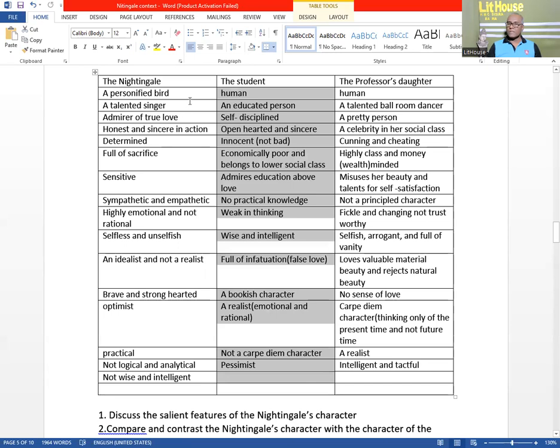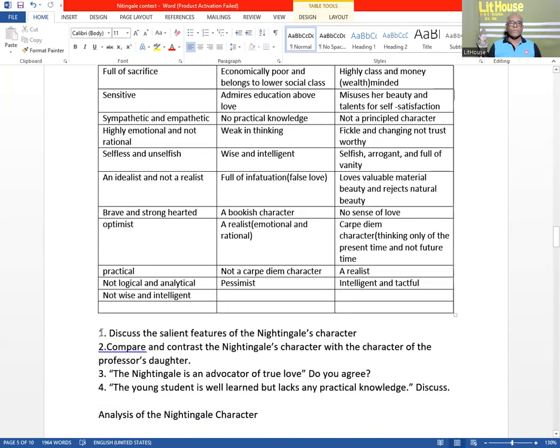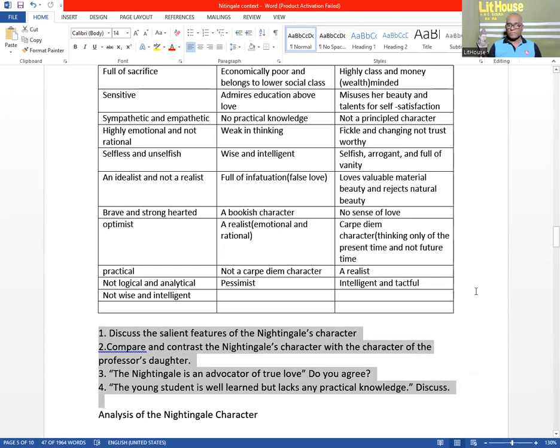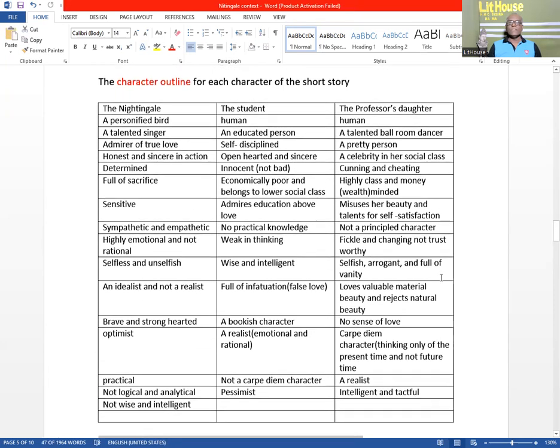Remember the qualities in this way. Then only you can build up a long essay. Right. Now you know what type of questions. This is the type of questions for the examination. To answer these questions, you need this knowledge, this much understanding, right? About each and every character, right? Now this is called the character outline.